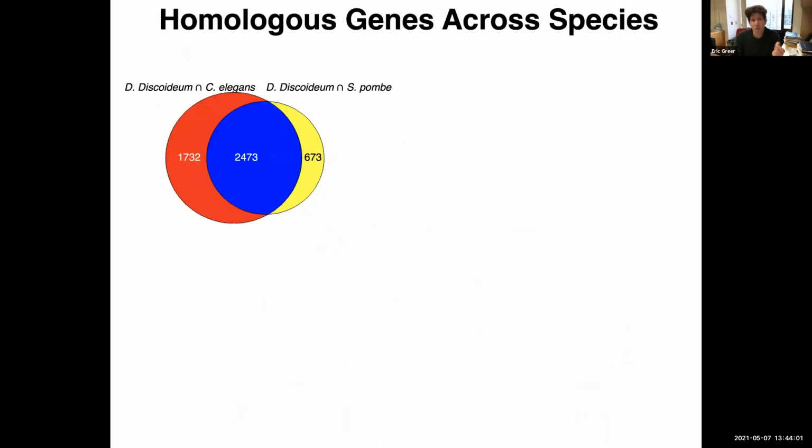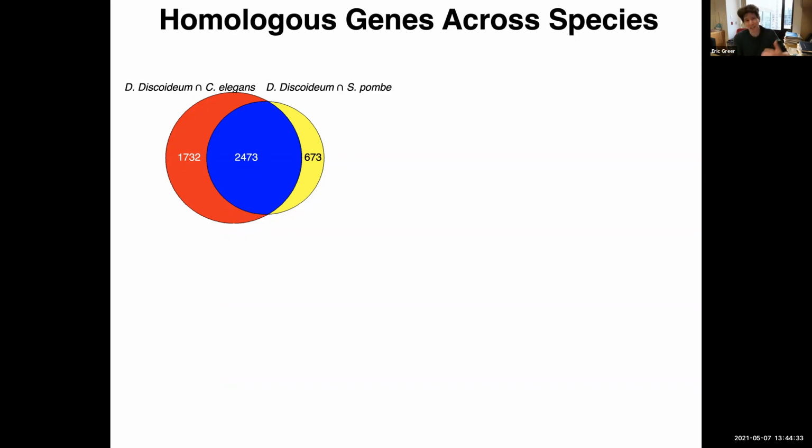So to examine this, what we decided to do was compare the epigenome of Dictyostelium to other eukaryotes, which had also been epigenomically profiled. And so we compared the epigenome to C. elegans, a multicellular eukaryote, and S. pombe, a unicellular eukaryote, both of which had been epigenomically profiled. So first, Simon identified these 2,500 genes, which were well conserved across all three species. We could identify the clear homologs.